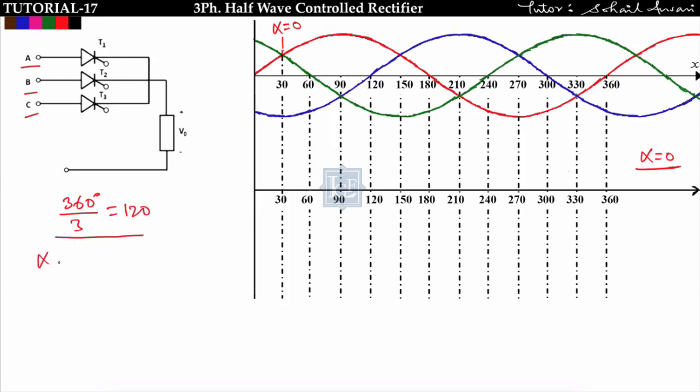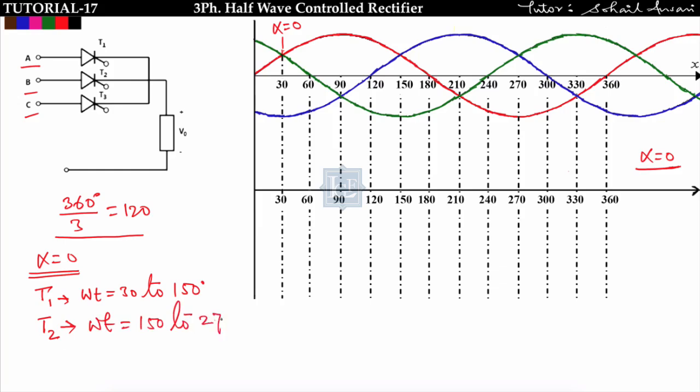Now let us suppose I am triggering thyristor T1 at alpha equal to 0. This means T1 will start conducting from omega t equal to 30, up to 30 plus 120, that is 150 degrees. Similarly, T2 is triggered at omega t equal to 150, and it will conduct from 150 to 150 plus 120, that is 270 degrees. I know each thyristor will conduct for 120 degrees, and this will happen only in continuous conduction mode. I will explain all the things, don't worry.